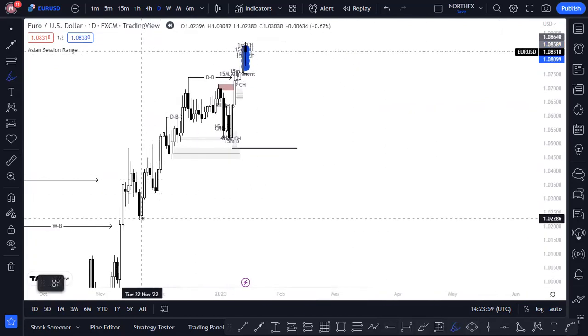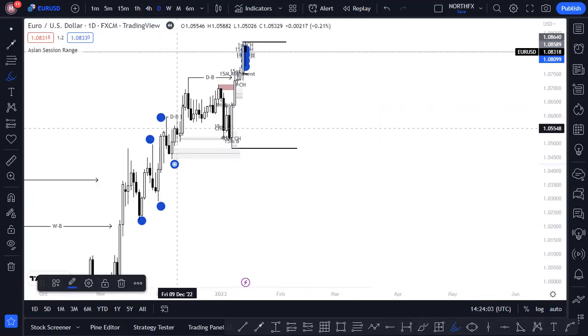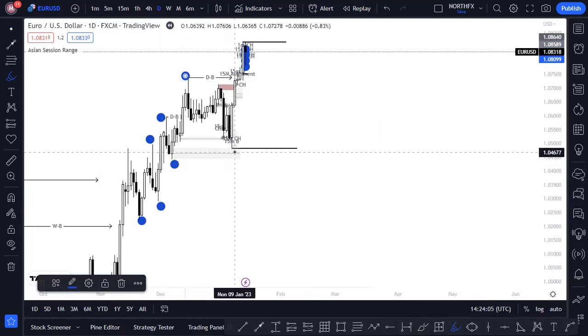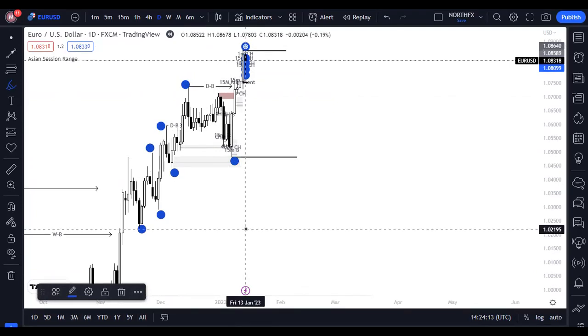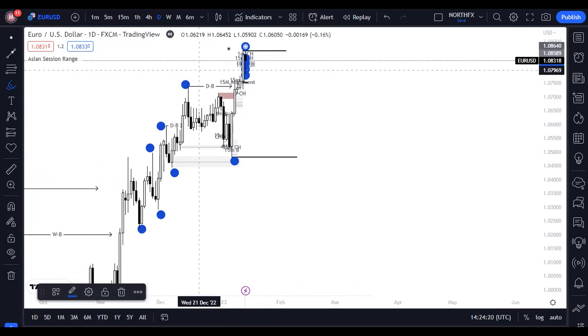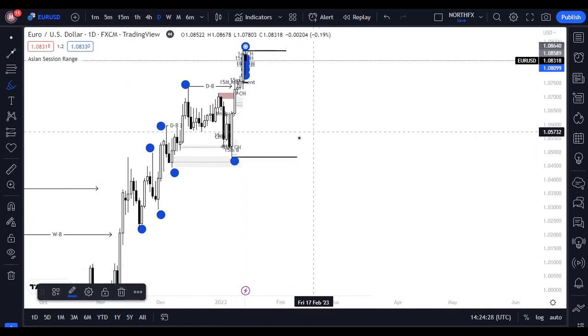We formed this low, we formed this high, then a low, then this high, and then we pulled back and formed another high. What do we expect after a break of structure? We expect a pullback on that particular time frame. So if we get a daily break of structure, we expect a daily pullback and all of that.